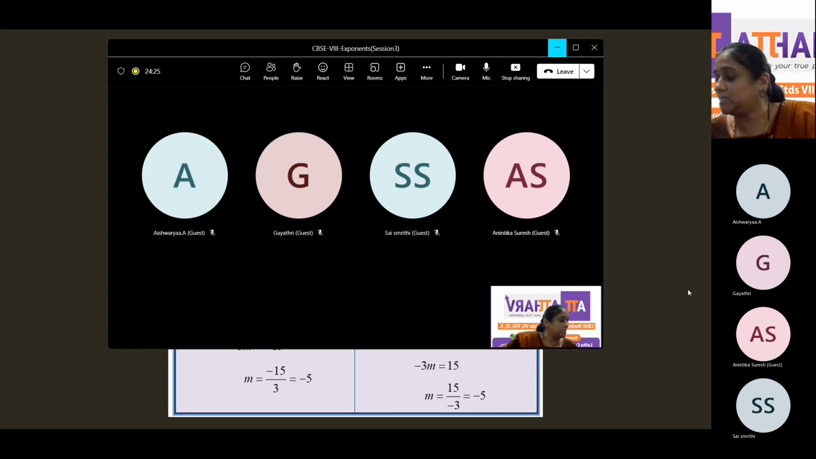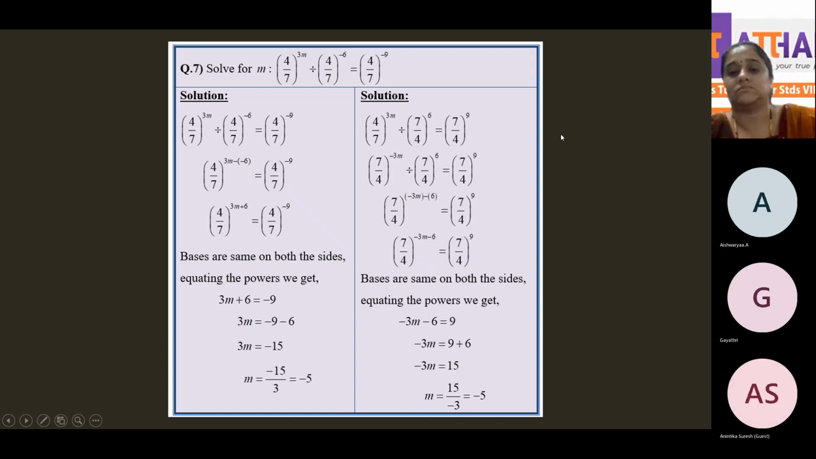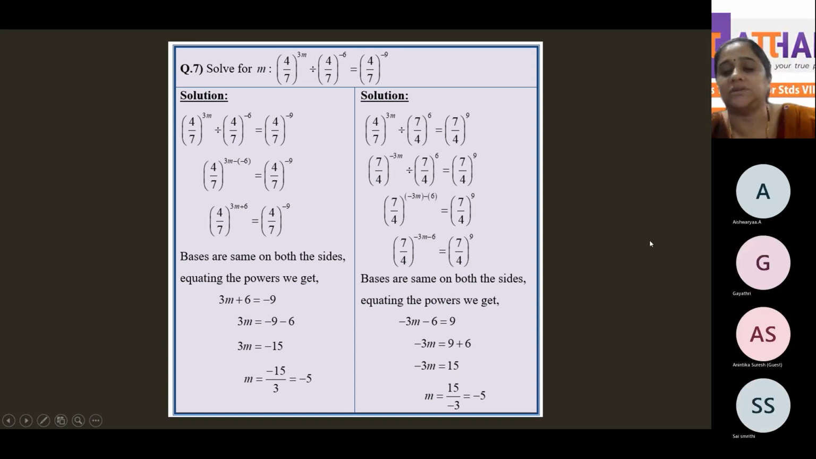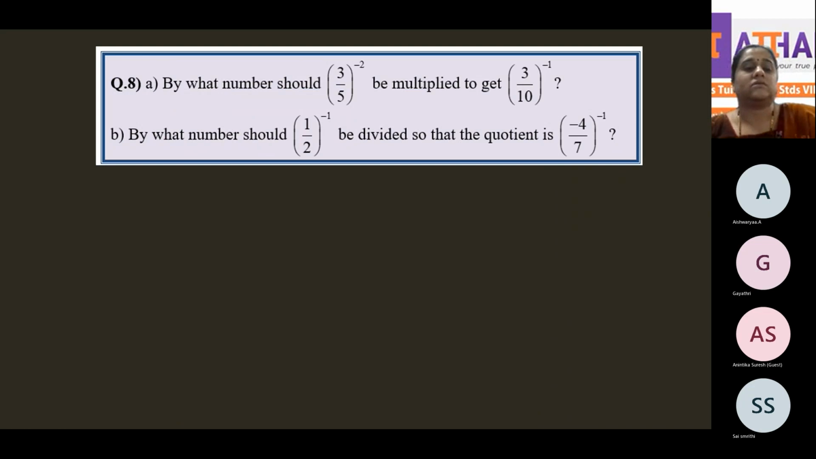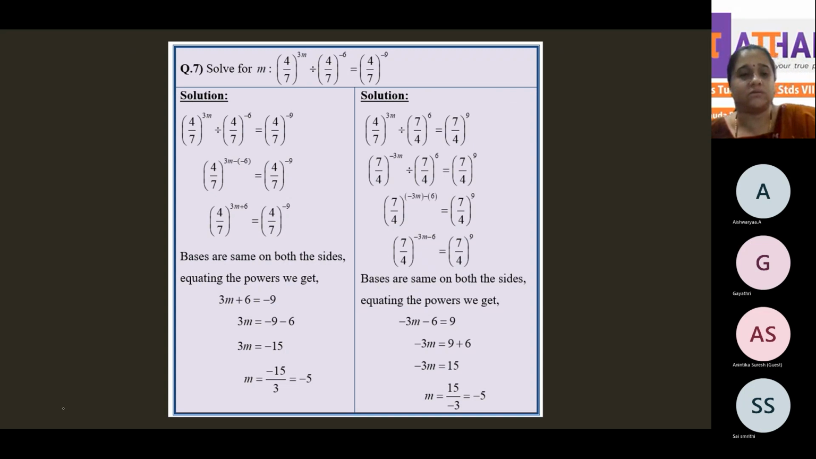Sai Smriti, I've not got it from you. Okay. Now the next one. By what number? Any doubts, children, with this one? Shreya?